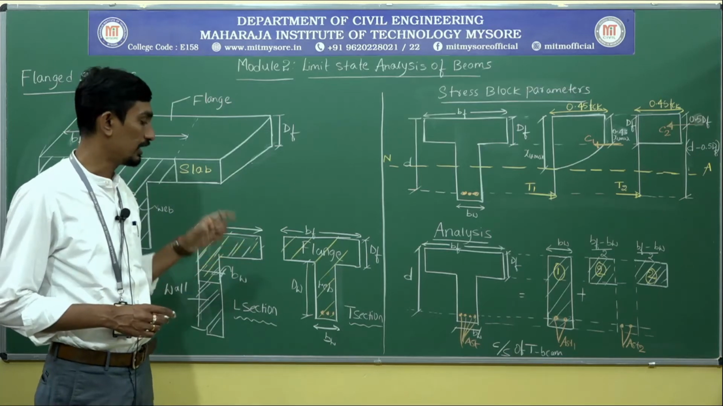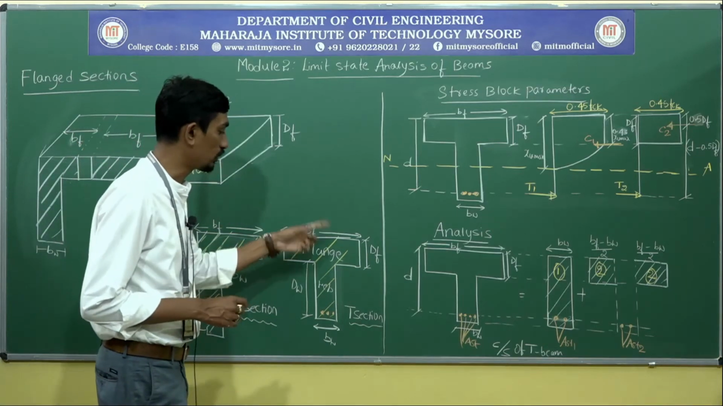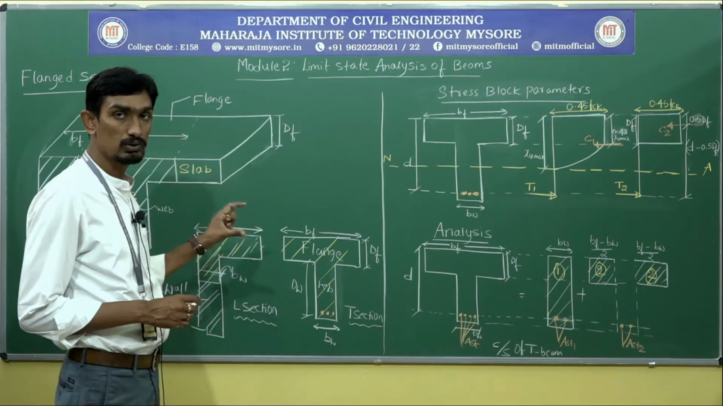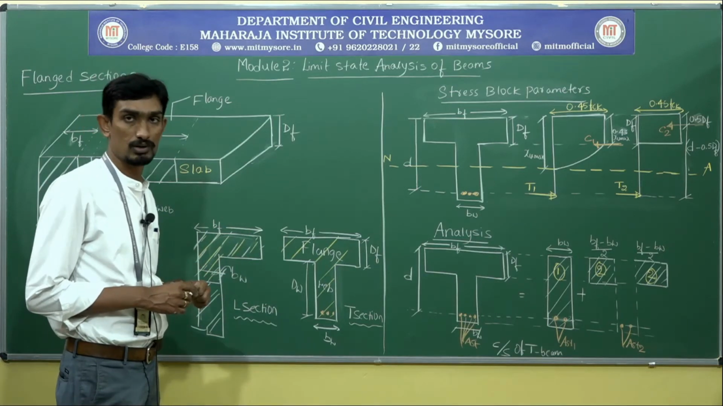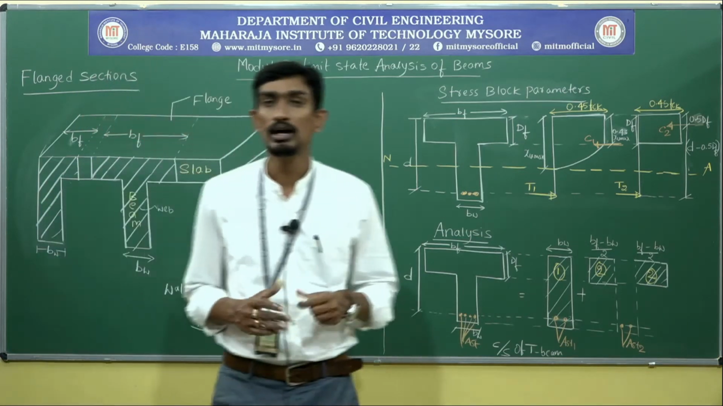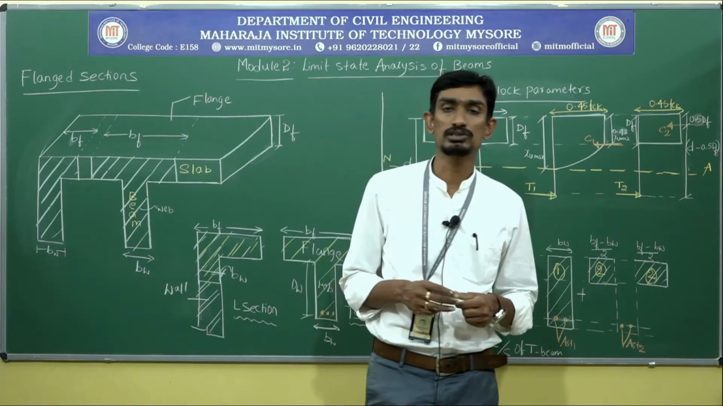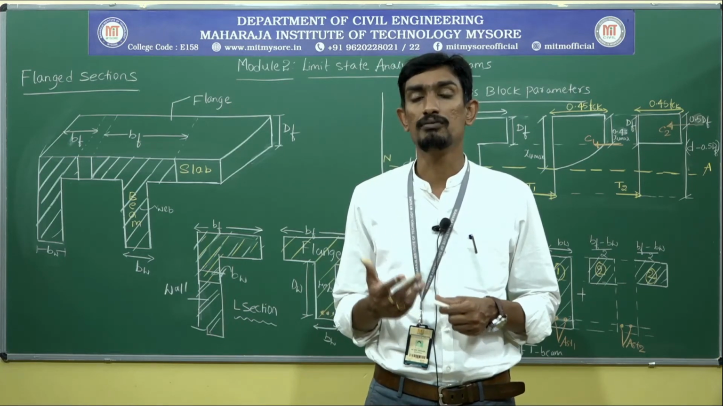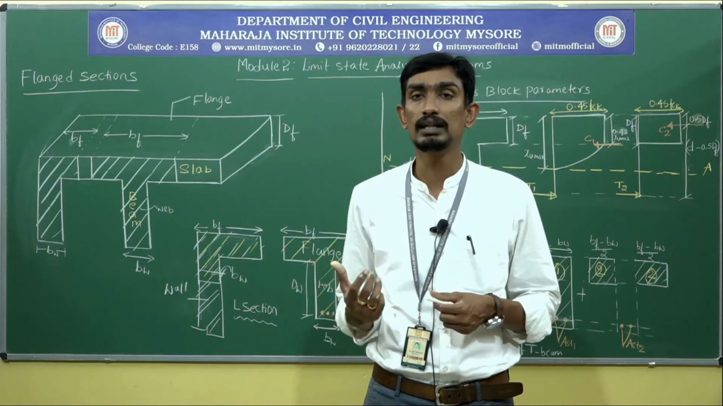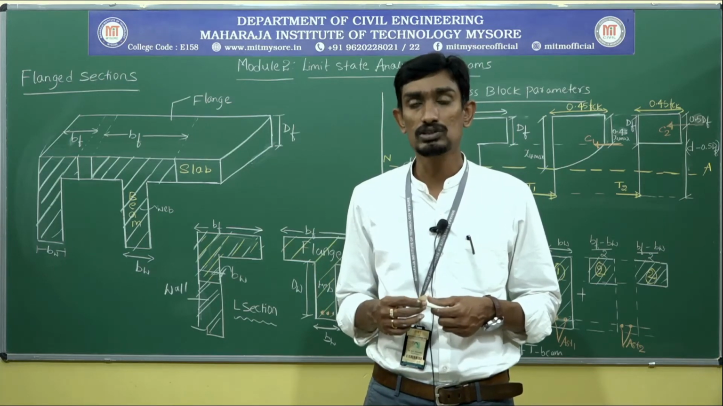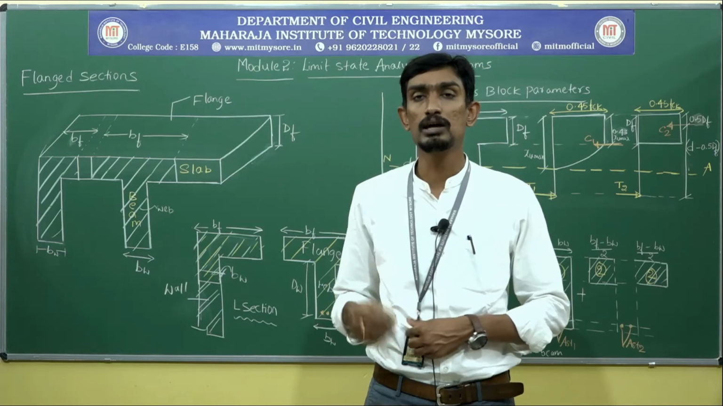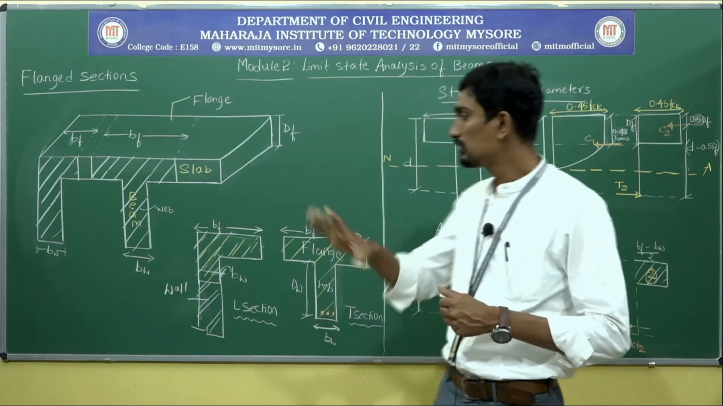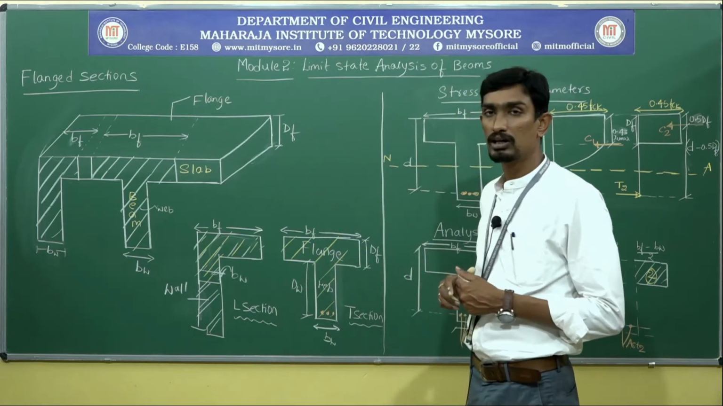And a very important thing we need to note here is the notations: the depth of the flange, the width of the flange, the depth of the web. All those things are very, very important. The advantages have already been explained. Since we cast it monolithically, the structural capacity of a flanged section is more than the rectangular section. Hence we commonly use this type of flanged section more in practice. So this is regarding the introduction part of a flanged section.